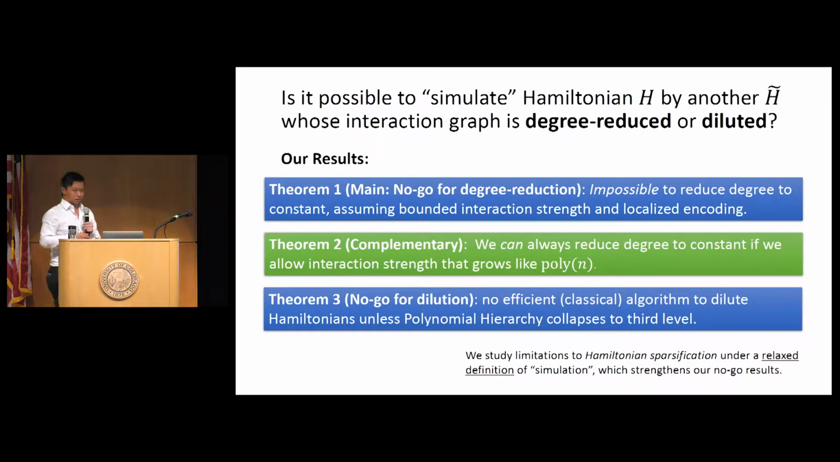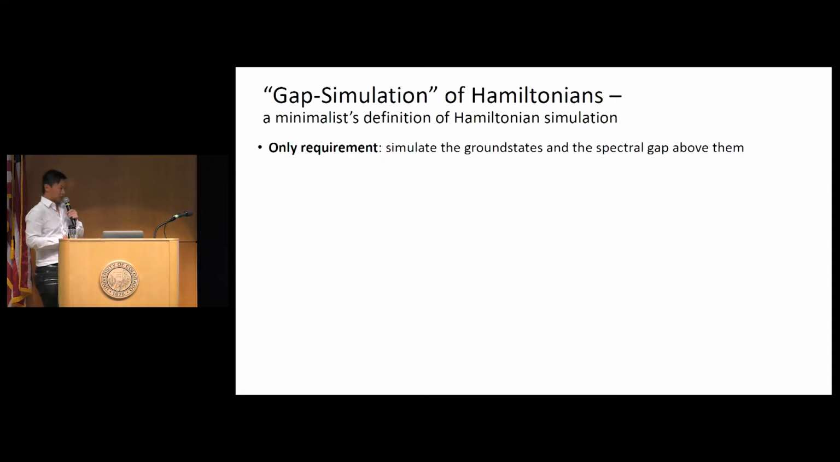And because most of our results are no-go results, we study these limitations on a relaxed notion of simulation. Because a relaxed definition makes the impossibility result stronger, this also strengthens our results. To that end, let me now introduce the notion of gap simulation, which we consider to be a more minimalist definition. The only requirement here is that we want to simulate the ground state and also the spectral gap above it. The rest of the spectrum we don't care about.